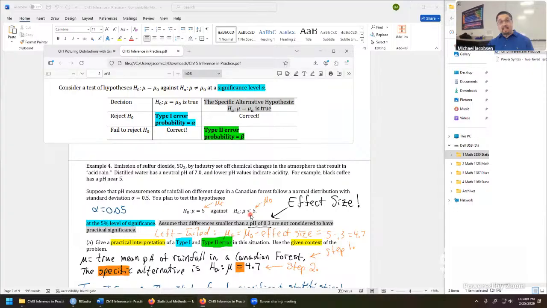So we go from the fact that it's a left tail test. The hypothesized value, mu naught, is 5. It has to be 5 here as well. If the effect size is 0.3, then we subtract 0.3 from this 5. If it's a right tail test, I think it is a right tail in the actual homework exercise, then whatever this value is, you would add for your specific alternative. So here we subtracted, we have a specific alternative of 4.7, and that's going to allow us to calculate power and the probability of a type 2 error indirectly as well.